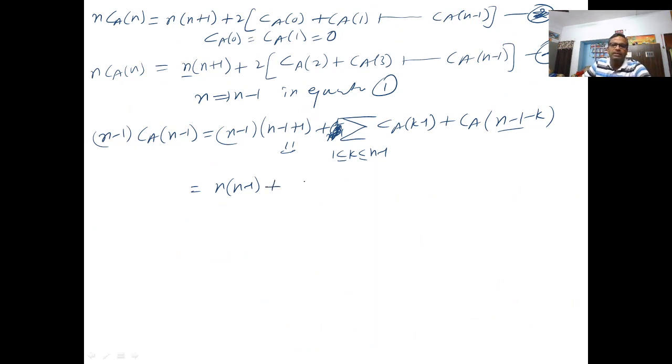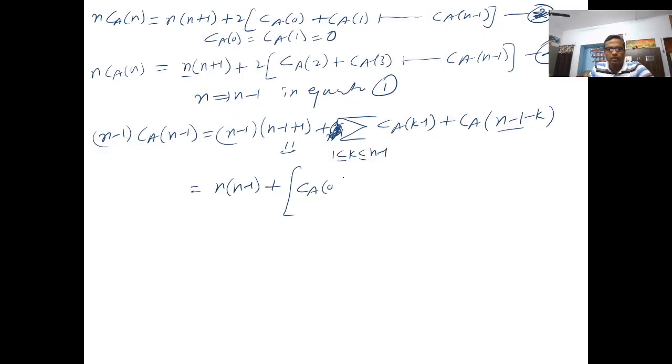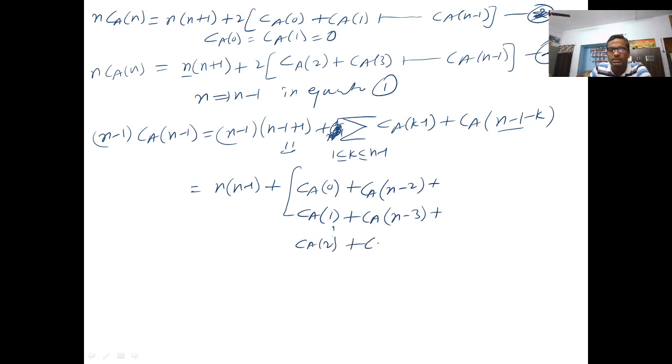Now try to simplify this. Okay, now put k is equal to 1. So in that case, it will be equal to C(0) plus C(n-2), because k is equal to 1. Plus, now put k is equal to 2. So in that case, C(1) plus C(n-3), isn't it? Plus now put k is equal to 3. So C(2) plus C(n-4). Fine. Now start from the last end, that is k is equal to n minus 1.